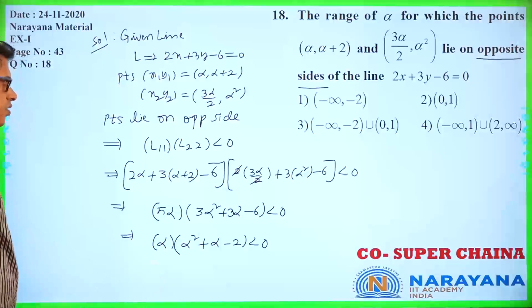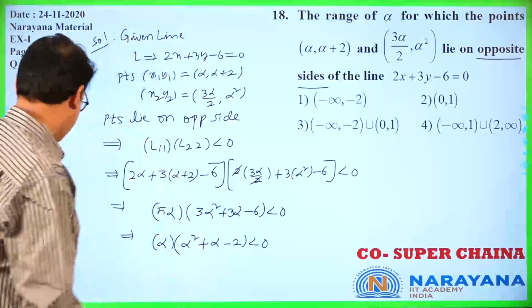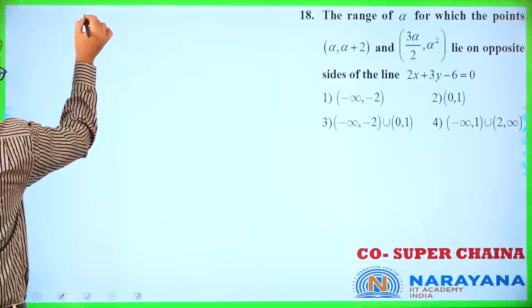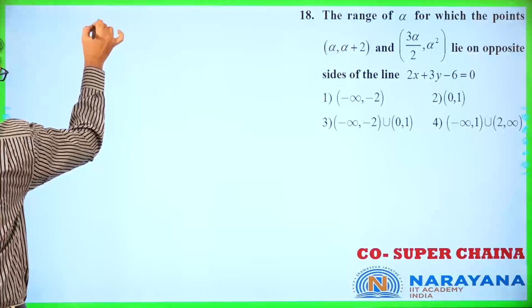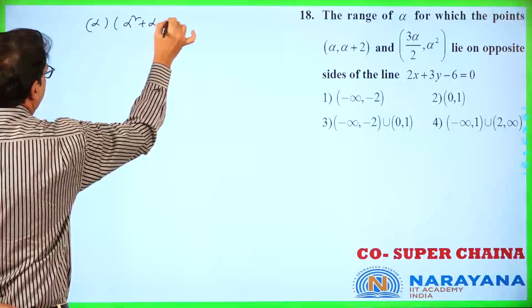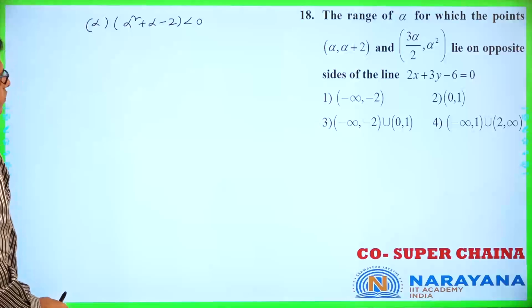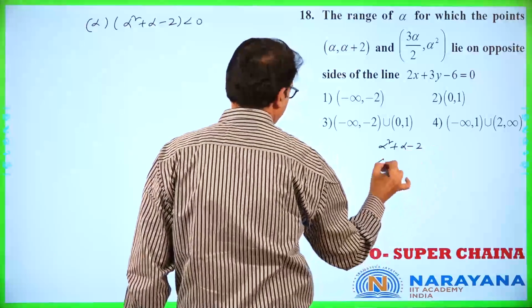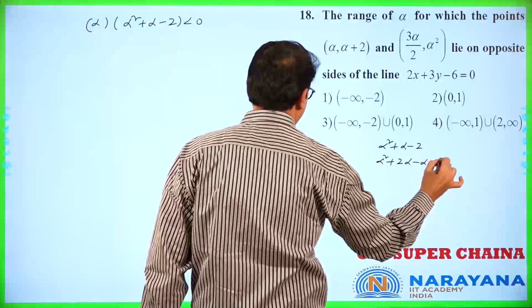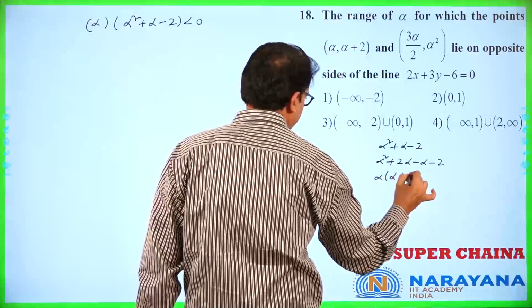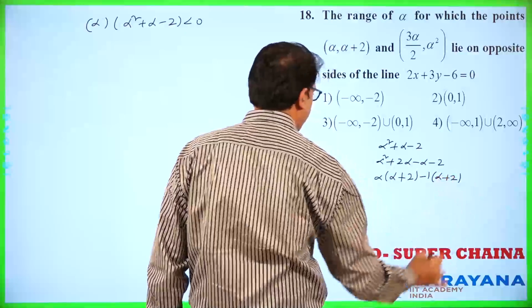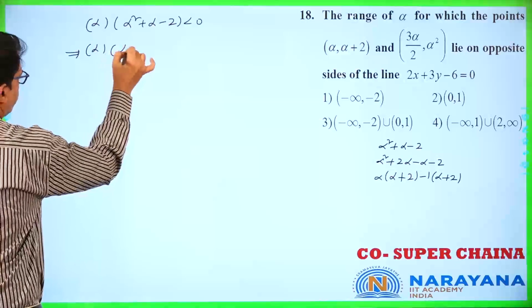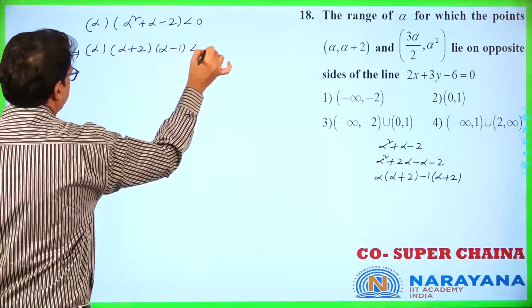Now factorization. Factorize alpha square plus alpha minus 2. So alpha square plus 2 alpha minus alpha minus 2. Alpha common gives alpha plus 2, minus 1 common gives alpha plus 2. So alpha plus 2 into alpha minus 1. So alpha into alpha plus 2 into alpha minus 1 is less than 0.